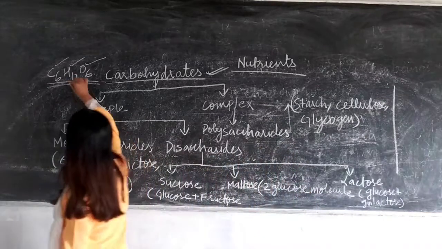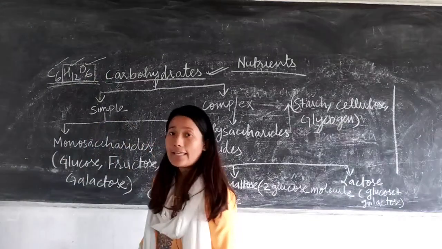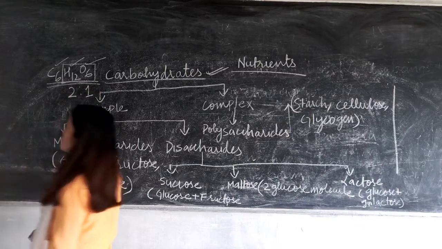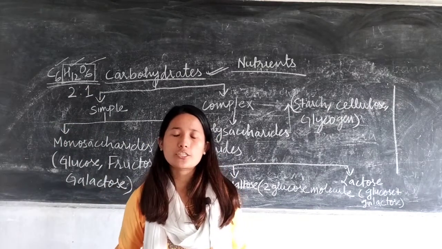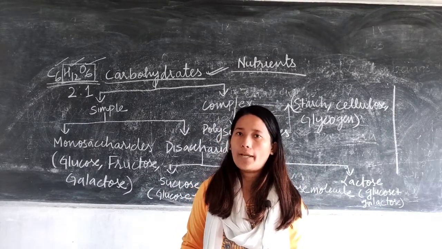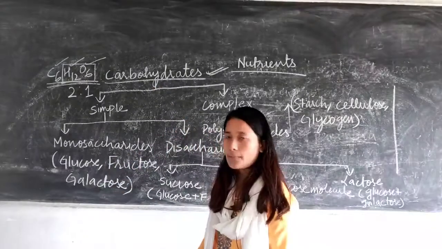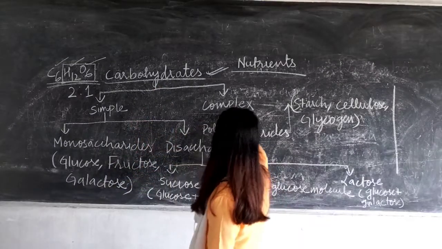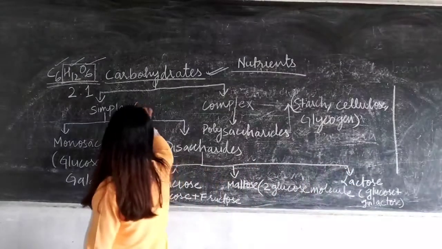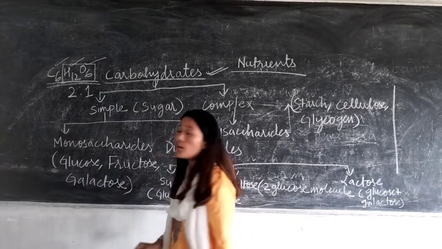Now if you look at hydrogen and oxygen, just like water, they are always in the ratio of 2:1. Hydrogen and oxygen in carbohydrates are always in the ratio of 2:1. Further, carbohydrates can be divided into 2 types: simple carbohydrates and complex carbohydrates. Simple carbohydrates are also referred to as sugar.